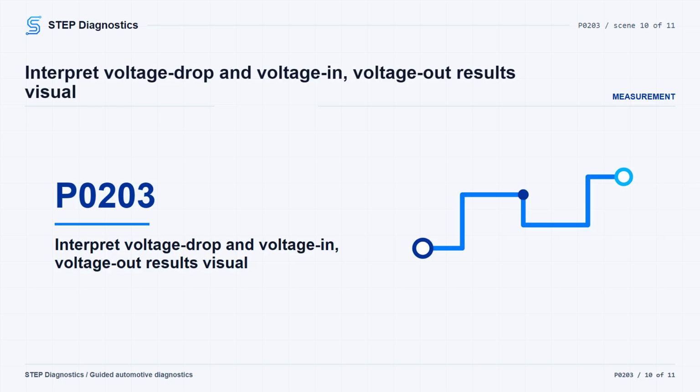For a voltage in, voltage out test, connect the negative meter lead to ground or the battery negative terminal. Operate the circuit, then measure the power side and the ground side of the load. The power side should be within half a volt of battery voltage. The ground side should be greater than 0 volts, but less than half a volt. A result of 0 volts or supply voltage points to an open circuit.